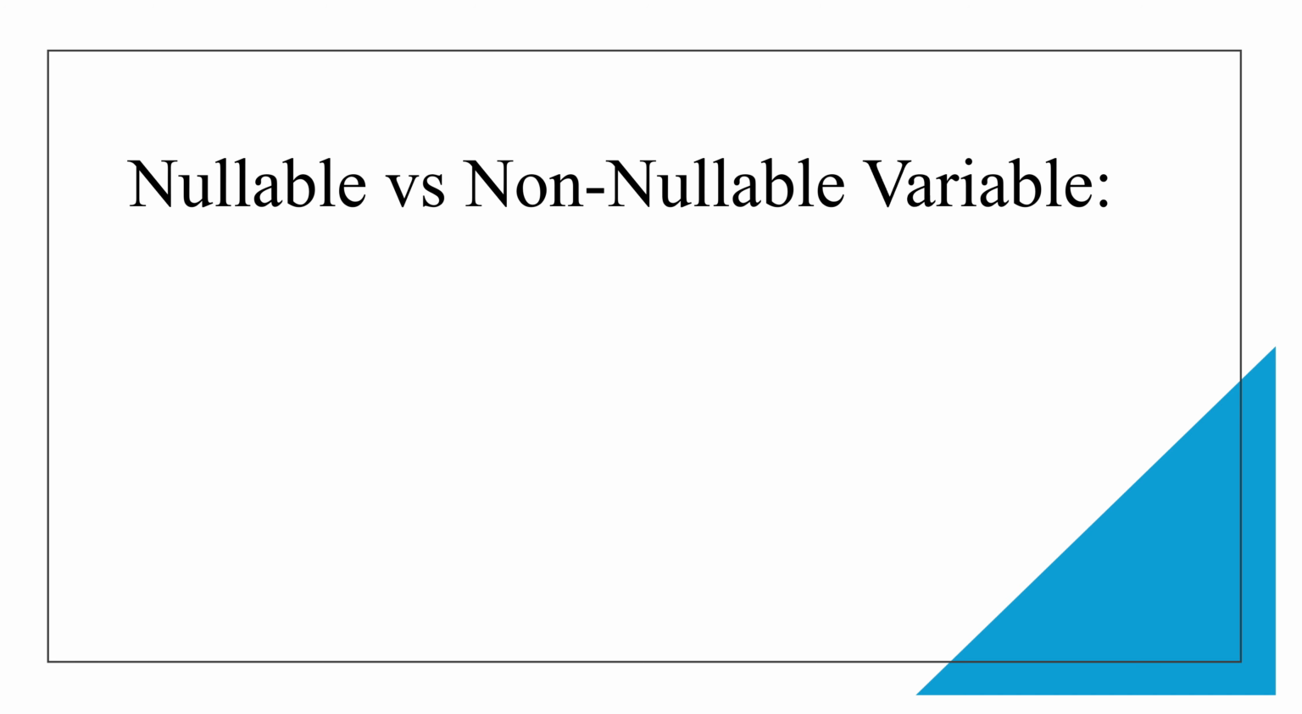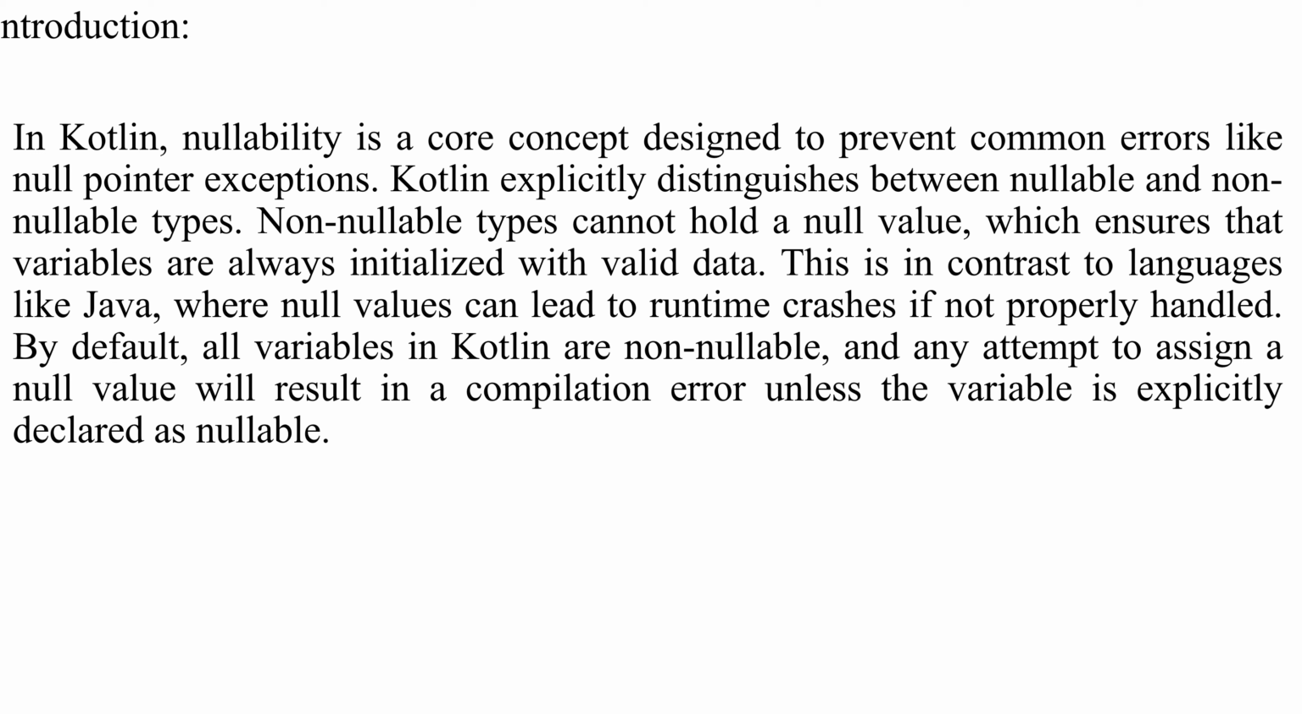Nullable and non-nullable variables. In Kotlin, nullability is a core concept designed to prevent common errors like null pointer exceptions. Kotlin distinguishes between nullable and non-nullable types. Non-nullable types cannot hold a null value, which ensures that the variables are always initialized with valid data. This is in contrast to languages like Java, where null values can lead to runtime crashes if not properly handled. By default, all variables in Kotlin are non-nullable, and any attempt to assign a null value will result in a compilation error unless the variable is explicitly declared as nullable.